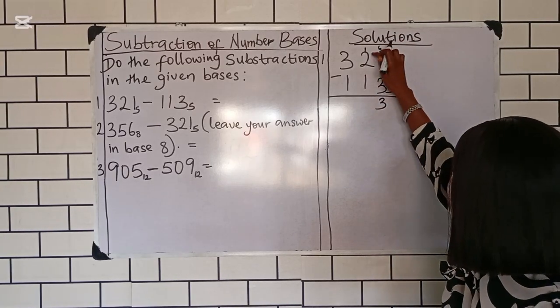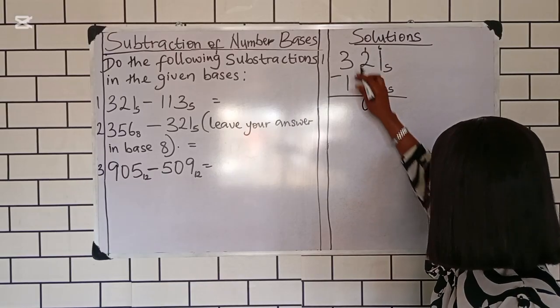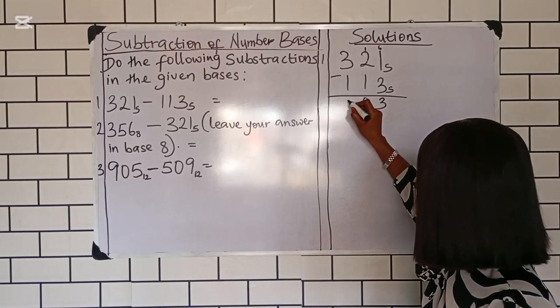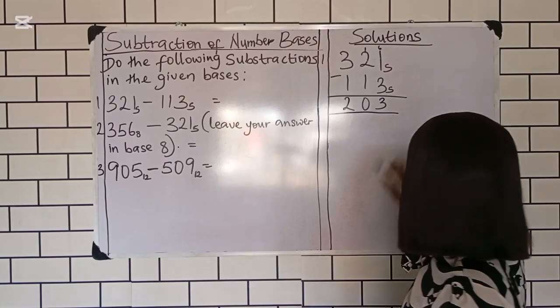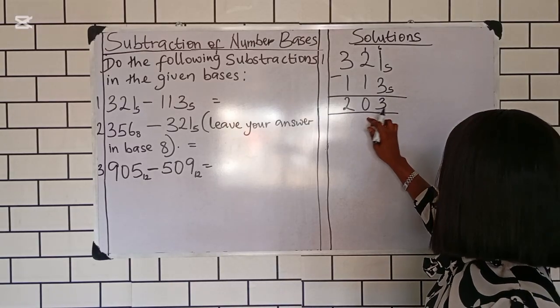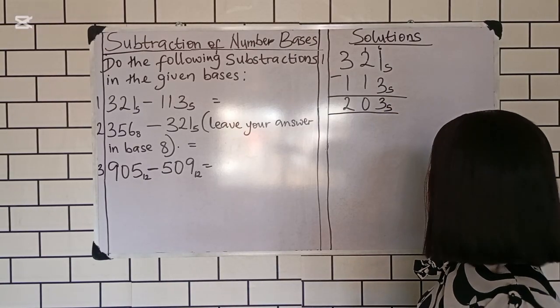Here we have 1. 1 minus 1 is 0. 3 minus 1 here will give us 2. Therefore, our final answer for question number 1 is 203 in base 5.